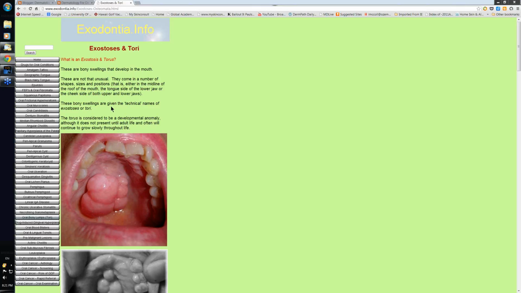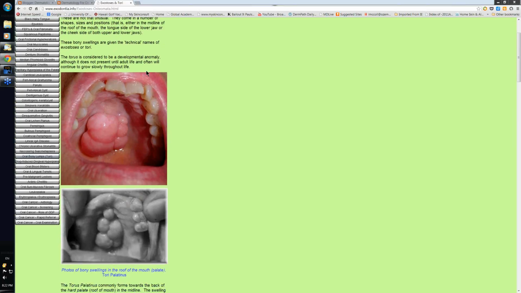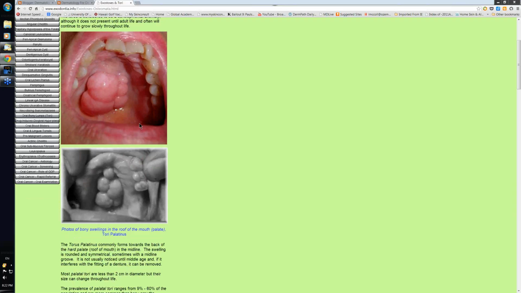What's an exostosis? Exostosis and a torus. Bony swellings. So they're bony swellings. Does that mean they're osteomas? I mean, osteomas are generally referred to as those arising from the periosteum, the outer table of the bone, and those that are from the medulla of the bone, endochondral osteomas. Let's see what they say about these if we go down through it. Torus is considered to be a developmental anomaly. Often does not present until adult life, continue to grow slowly through life.